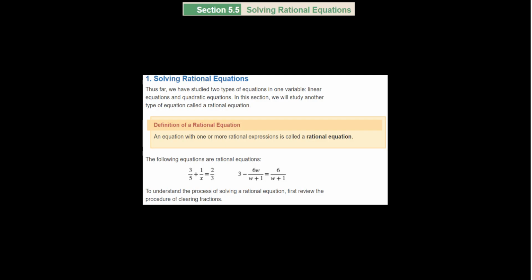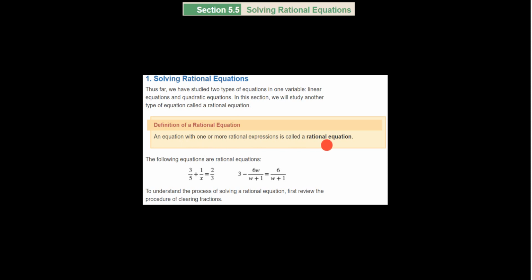Alrighty, so thus far we have studied two types of equations in one variable. We have studied linear equations and quadratic equations. In this section we will study another type of equation called a rational equation. We talked about them, but now we're going to solve them. An equation with one or more rational expressions is called a rational equation.